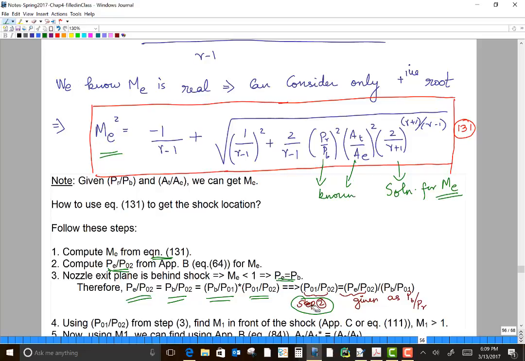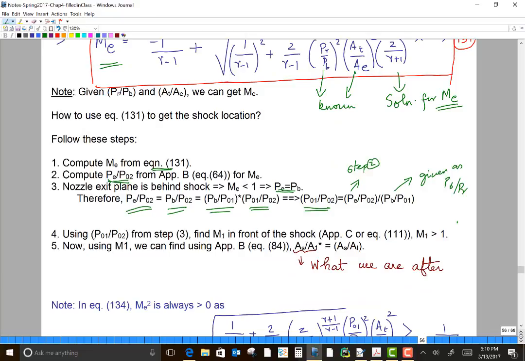So this is given as PB by PR, okay? This is given, this is computed from step 2, which means I can get P01 by P02, right? And P01 by P02 is nothing but my drop in stagnation pressure across the shock. So I can go back to my appendix C, I can take this value of P01 by P02 from step 3, okay, from here, and find the jump in stagnation pressure across the shock.